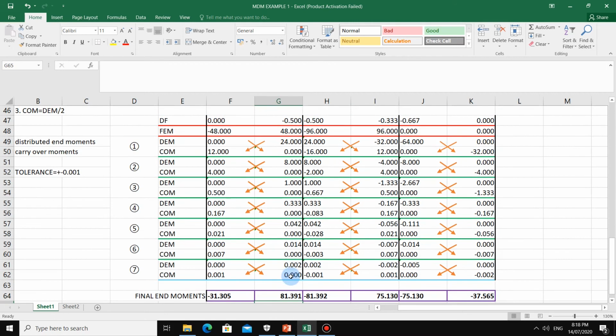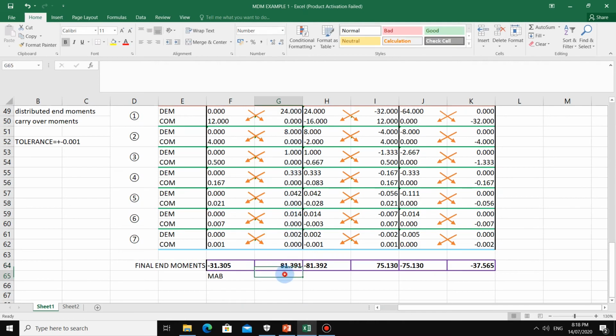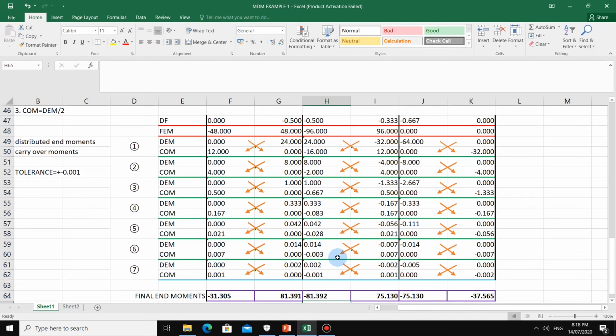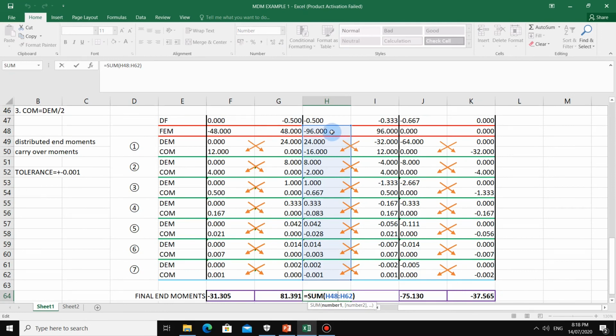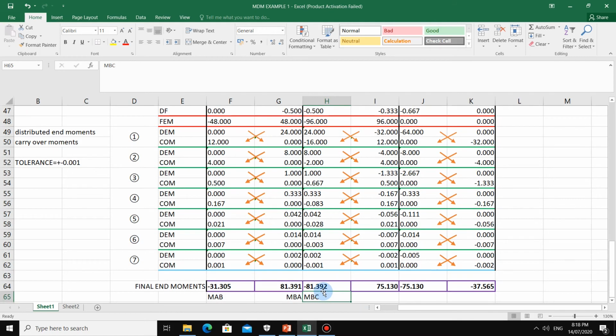Then there is the PCAS, same with your button. So again sum, guys, the FEM up to the last. Okay, so add everything, right? When you add everything, what you get is positive 81.391, or MBA. So that is our moment MBA. Okay, then for moment BC, again just add everything, the FEM up to the last. When you add, you get negative 81.392.